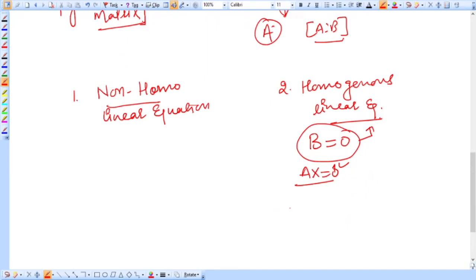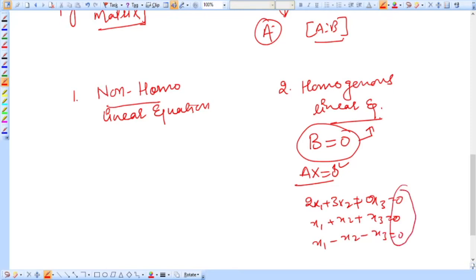For example, if I take a system of linear equations 2x1 plus 3x2 plus x3 is equal to 0, x1 plus x2 plus x3 is equal to 0, and x1 minus x2 minus x3 is equal to 0. See here, all the constants are 0, so b is equal to 0 here. So this sort of system is known as a system of homogeneous linear equations.